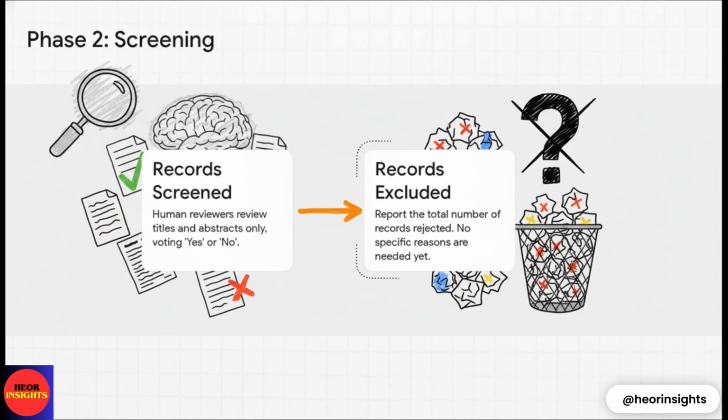Phase 2 is screening. You can think of this as a high-level triage. You're just looking at titles and abstracts to quickly get rid of studies that are clearly not relevant. And the key thing to remember here is that you only need to document the total number of studies you excluded, not the specific reasons why yet.